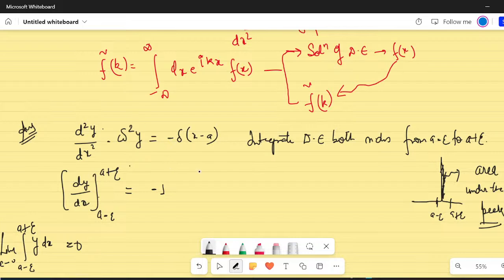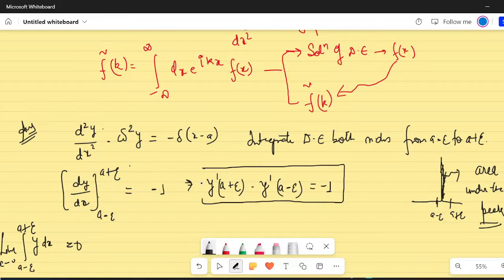Okay, so what I have obtained is that y dash a plus epsilon minus y dash a minus epsilon is simply minus of 1. This is something that I have obtained. So understand the point: y dash a plus epsilon minus y dash a minus epsilon is simply minus of 1. Now one would ask, what is y dash then? So just give me a minute.